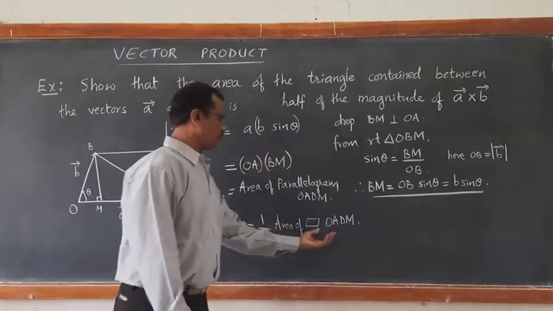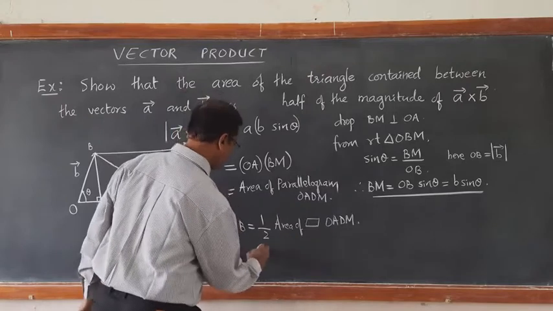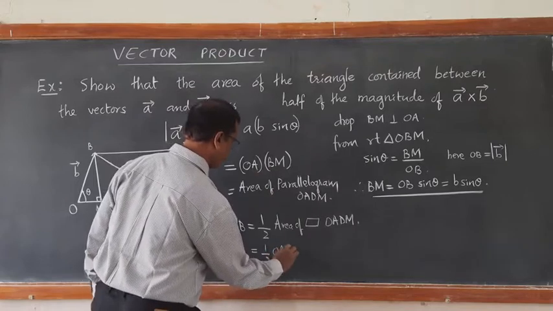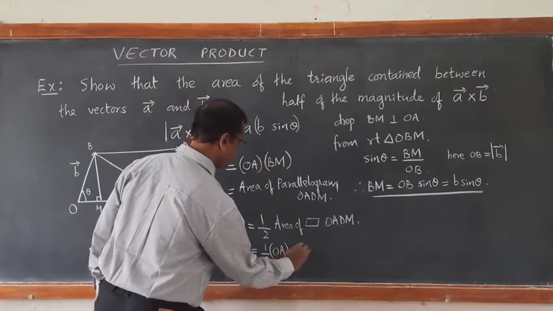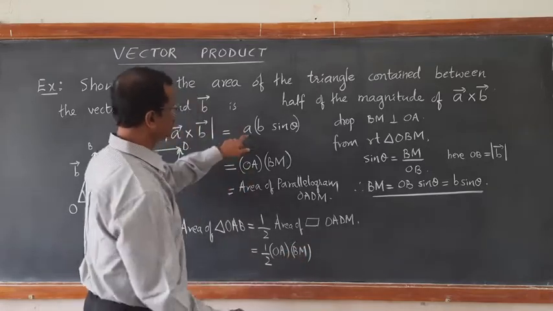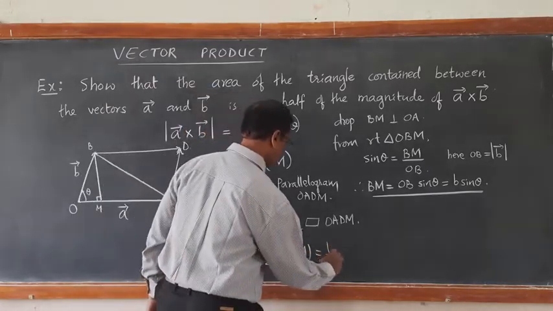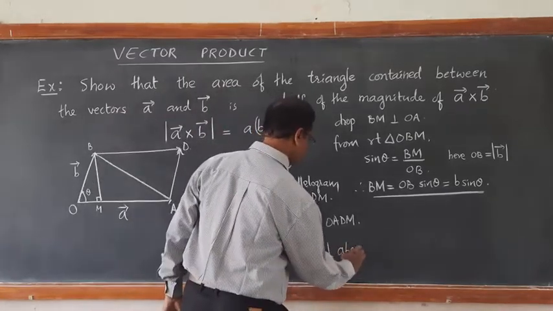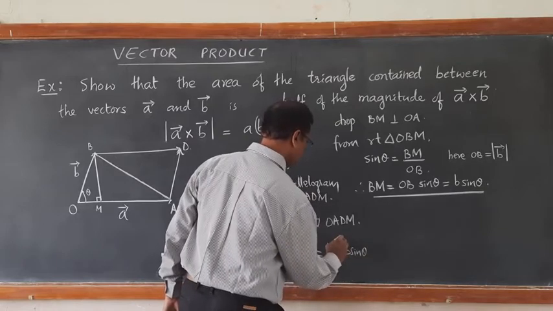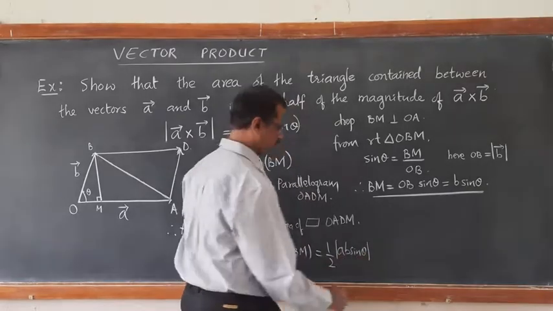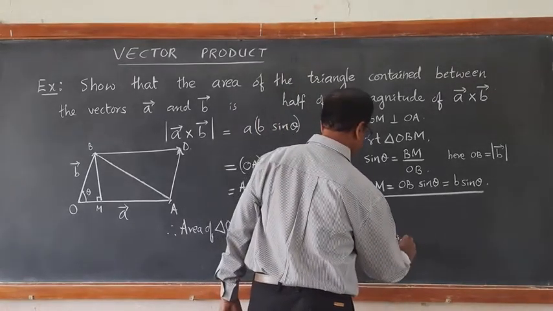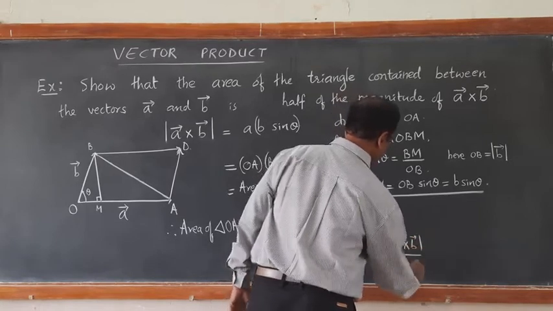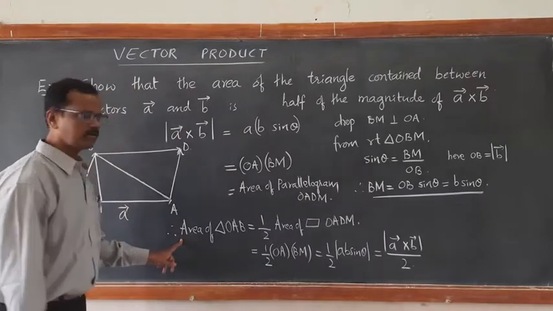Yes. Now substitute the value of the area of the parallelogram. It is given by OA into BM. What is OA? OA is A. That is equal to half into A into what is BM? BM is B sin theta. So we know what this is: AB sin theta is the magnitude of A cross B. So the magnitude of A cross B divided by 2 gives us the area of the triangle.